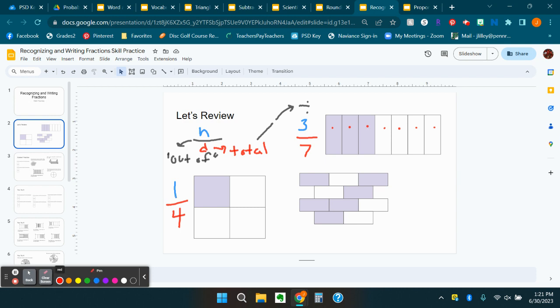In the last example, we've got 1, 2, 3, 4, 5, 6, 7, 8, 9, 10 total rectangles. So my total goes in my denominator. Even though they're not side by side, it doesn't matter. Out of the 10, 1, 2, 3, 4, 5, 6 are shaded. And if we read it back to ourselves, 6 out of 10 are shaded. That makes sense. That's accurate. So we know we did it correctly.